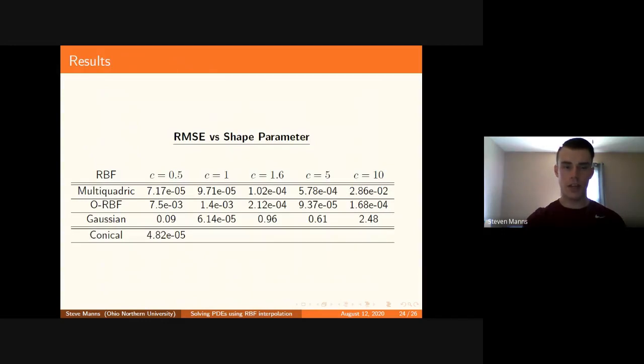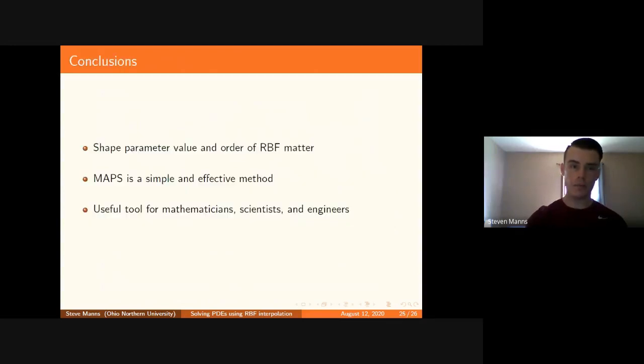Finally, in this table, we present again the root mean squared error versus different shape parameter values. The noticeable finding is that all four of the radial basis functions are still providing an accurate numerical solution for some choice of the shape parameter value. And the idea that we saw previously, that the choice of that value is not trivial, again seems to be true here. In that respect, radial basis functions that do not depend on the value of the shape parameter, such as the conical, may be seen as ideal by those looking for an accurate approach, but one that requires minimal effort.